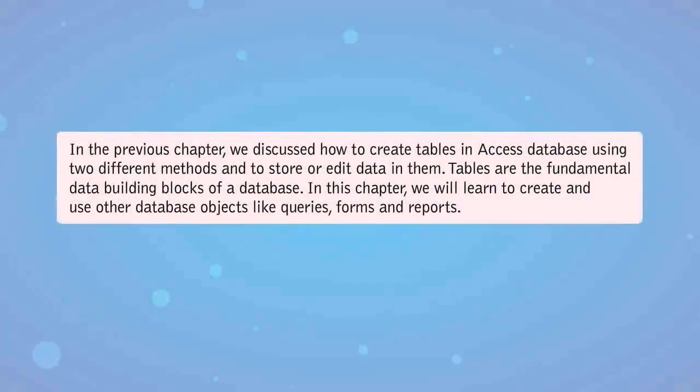In the previous chapter, we discussed how to create tables in an Access database using two different methods and to store or edit data in them. Tables are the fundamental data building blocks of a database. In this chapter, we will learn to create and use other database objects like queries, forms, and reports.